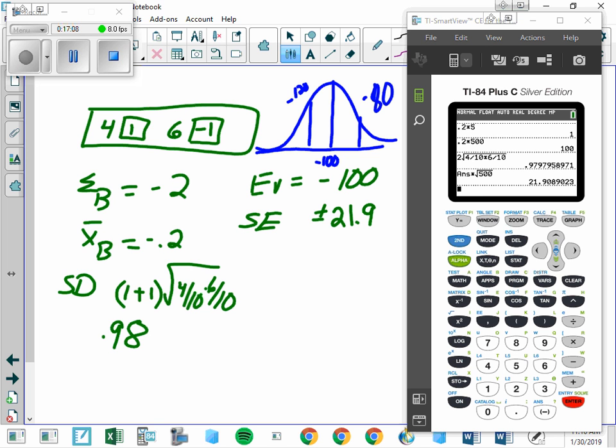That's a score of plus 20. So 20 divided by my SE is 0.91. Since it's plus 20 and minus 20, I can use the table. And 0.91 would be about 62.5, so I get 62.5%.